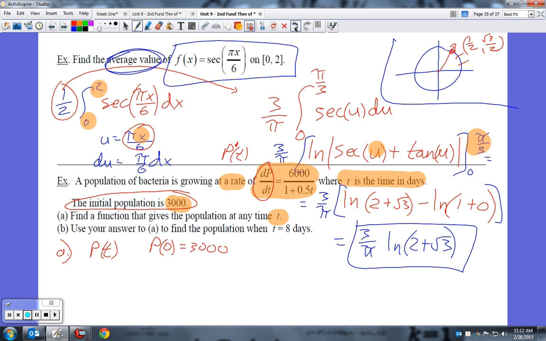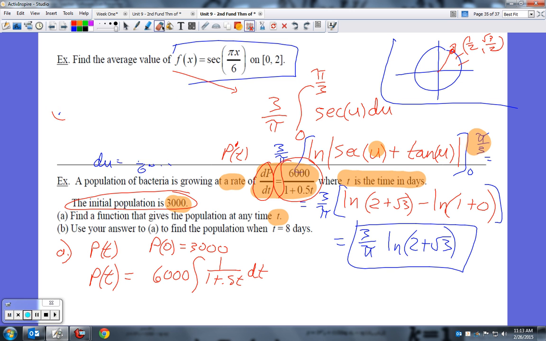So we're solving for the differential equation. So let's integrate plus C, plug in, find C. Okay, here we go. P of t is equal to the integral of this right here. Here we go. 6,000 1 over 1 plus 0.5 t dt. You agree? Alright, now what is the integral of this right here? Well, I gotta make room. Let me write it up here.